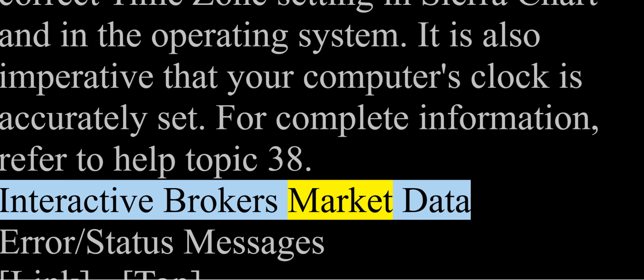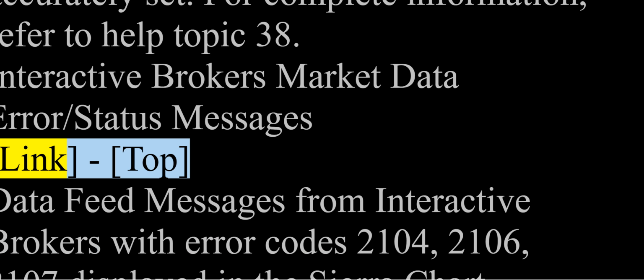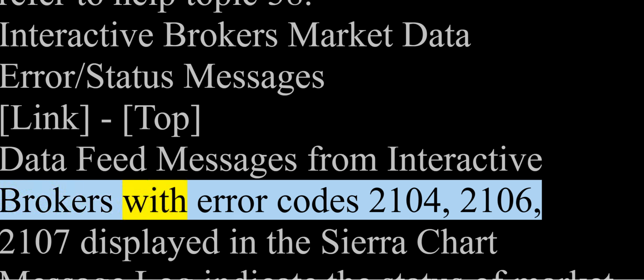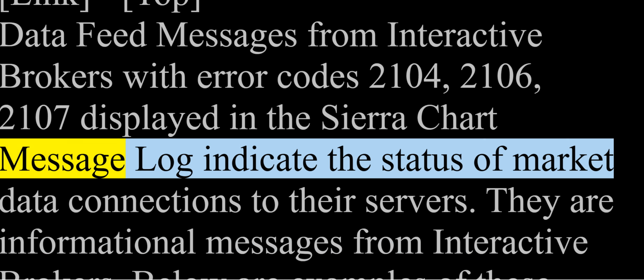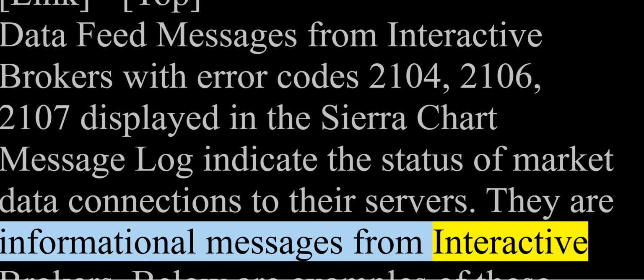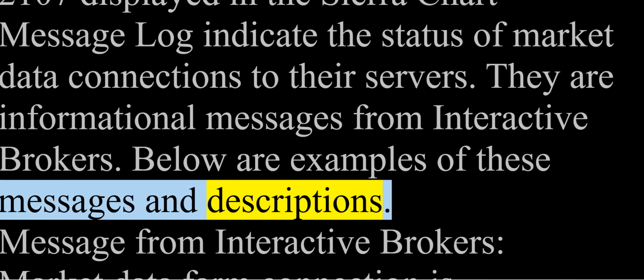Interactive Brokers market data error/status messages. Data feed messages from Interactive Brokers with error codes 2104, 2106, 2107 displayed in the Sierra Chart message log indicate the status of market data connections to their servers. They are informational messages from Interactive Brokers. Below are examples of these messages and descriptions.